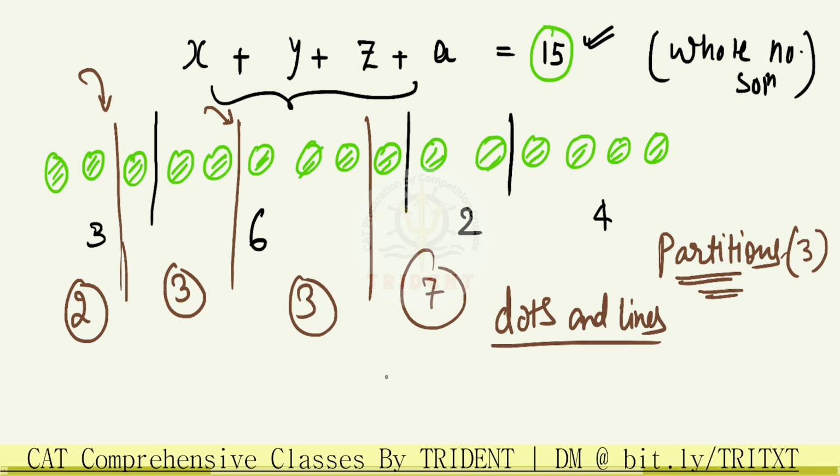The question is: 3 lines or partitions that divide the 15 chocolates into 4 groups will give us the whole number solution to this condition. Now, in how many ways can you do the arrangement of those 15 dots and 3 lines? I'll give you some time to think on it.